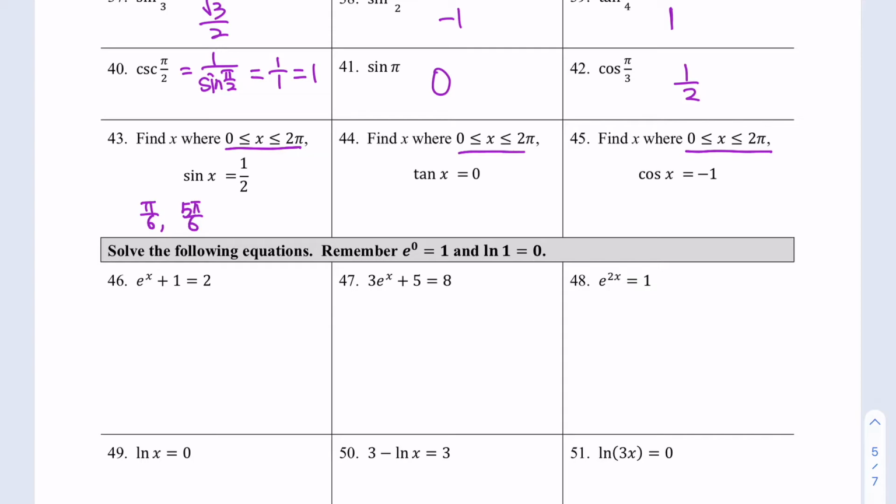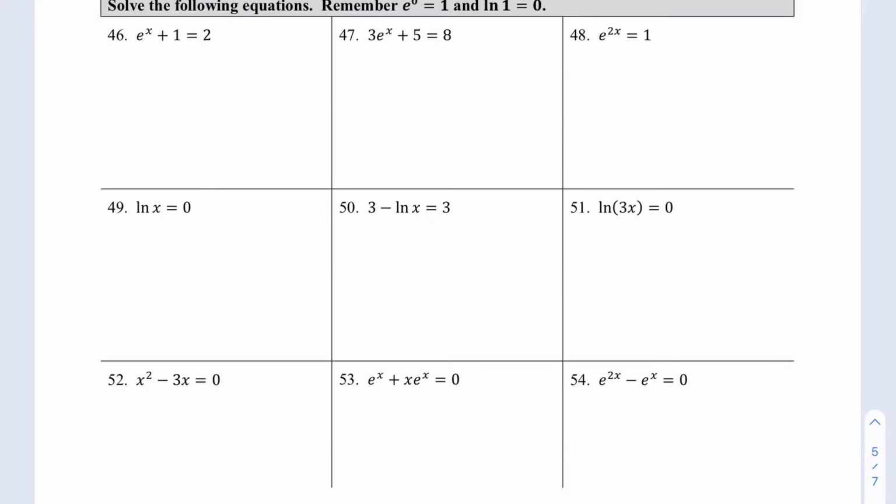Tangent of x equals 0. Tangent of what gives you 0? 0. Tangent of 0 equals 0, tangent pi and tangent 2 pi. Cosine of x equals negative 1. From 0 to 2 pi, there's only one value. Cosine pi equals negative 1.